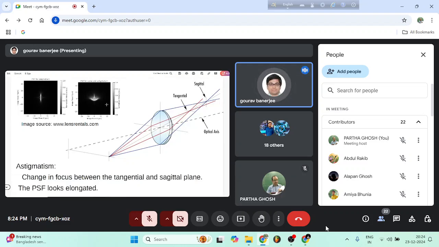Next we're talking about astigmatism. It's an aberration where one of the two symmetrical planes of a lens do not agree on the same focus. This is also an off-axis aberration, and the planes are usually called tangential and sagittal planes. But what it finally means is that your PSF, instead of being a nice point, becomes a line.